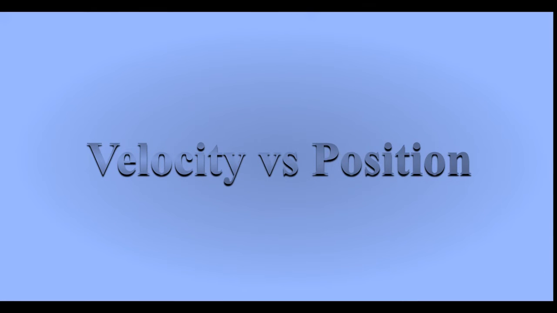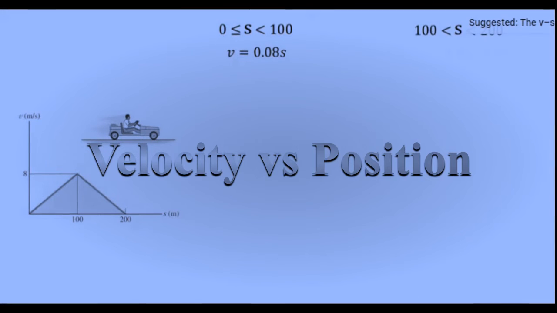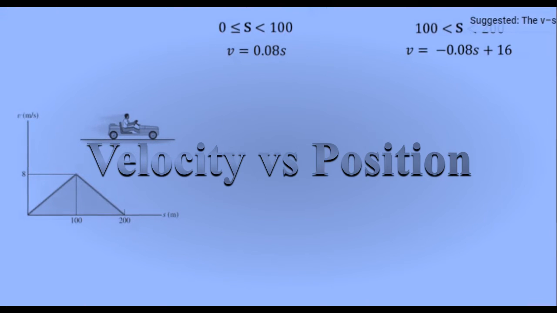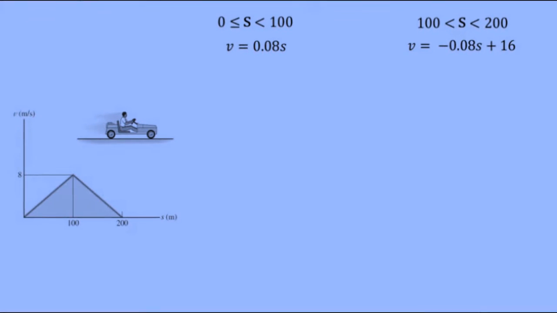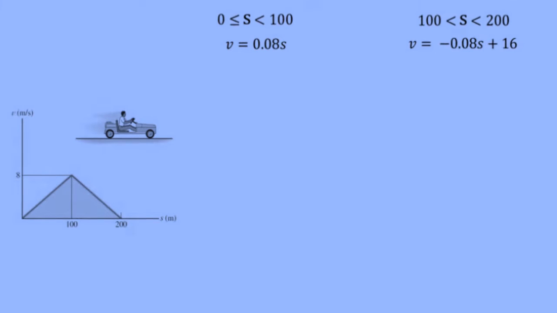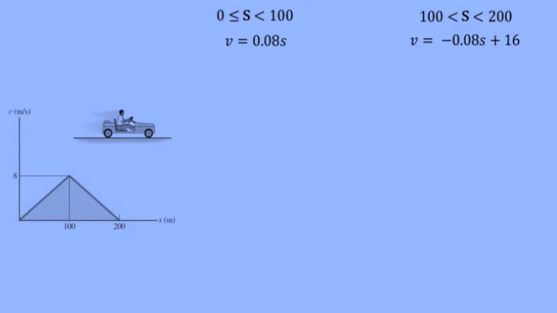The fourth type of graph is the velocity versus position graph. The first thing to do is to write down the equations for each segment. In this example, the first segment is v equals 0.08 s, and the second segment is v equals minus 0.08 s plus 16. Let's find the acceleration of this object.